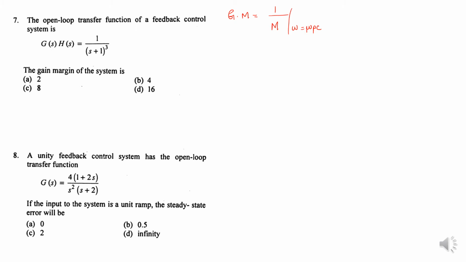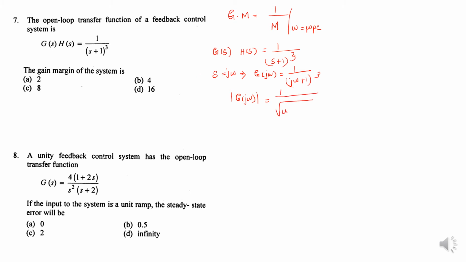So here, first of all, I am going to find out the magnitude. So G of s into H of s equals 1 divided by s plus 1 the whole cube. I have to convert this into sinusoidal form. So put s equal to j omega. Now G of j omega equals 1 by j omega plus 1 the whole cube. Okay, next I am going to find out the magnitude here. So how to find out the magnitude? Square root of omega square plus 1, the whole cube.